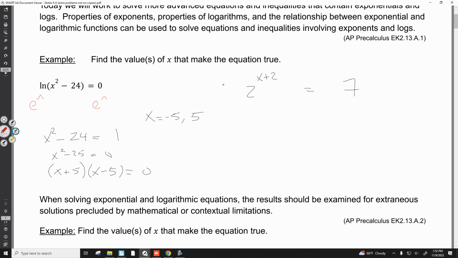Over here, I could take the log base 2 of both sides.